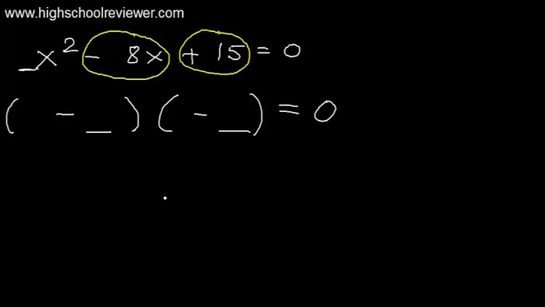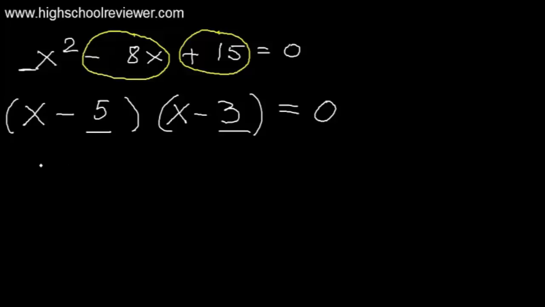Okay, so let us now think of the two numbers that are factors of positive 15. Let's try 5 and 3. So we have here negative 5 and negative 3. Let us check. Negative 5 multiplied by negative 3 is positive 15. So that is correct. Negative 5 plus negative 3 is negative 8. So these two numbers are correct. And then we will just factor out x squared. The factors of x squared are just x multiplied by x.